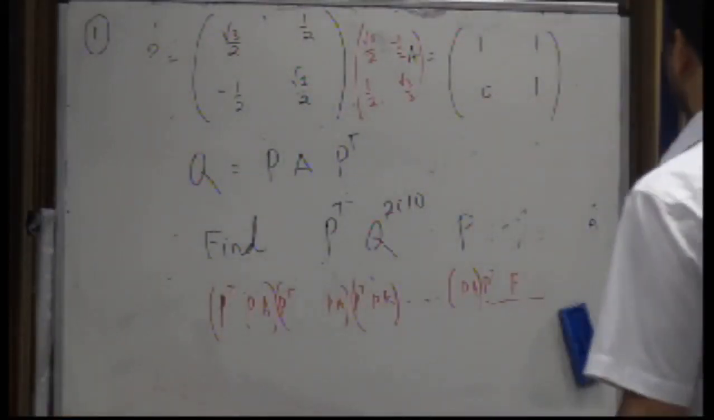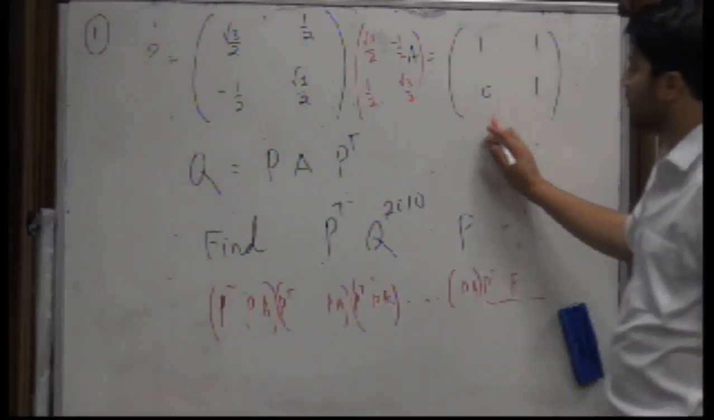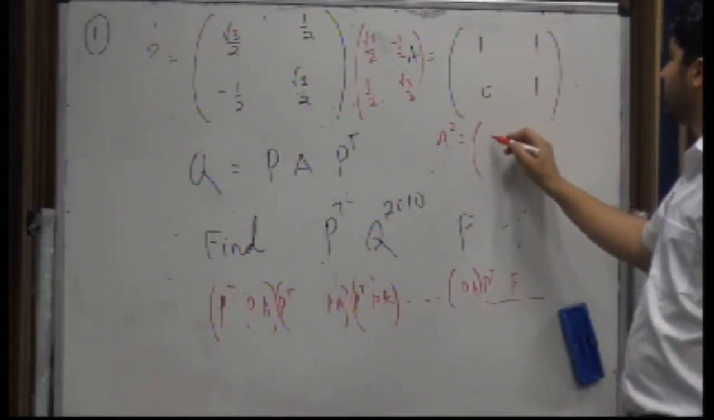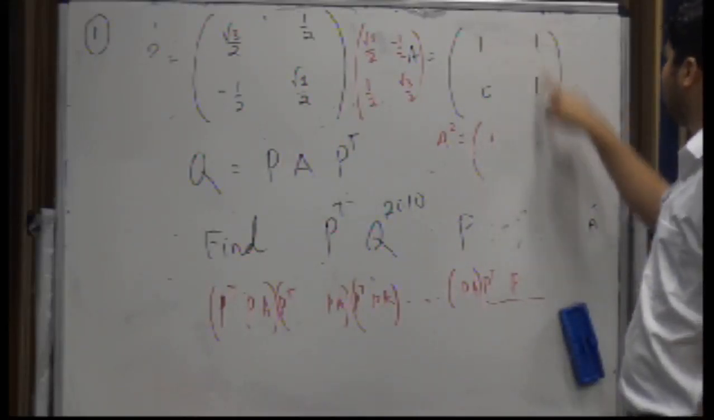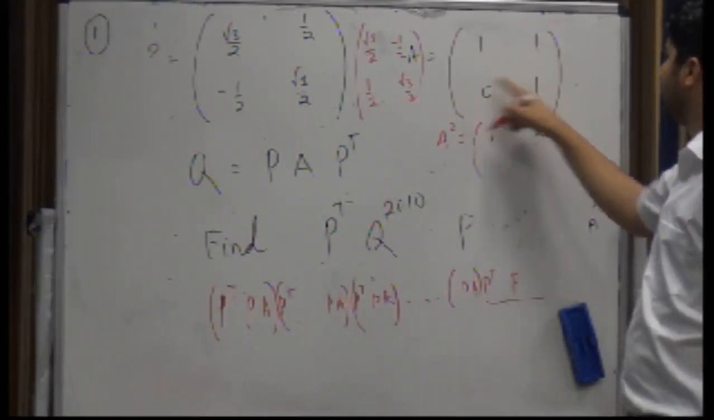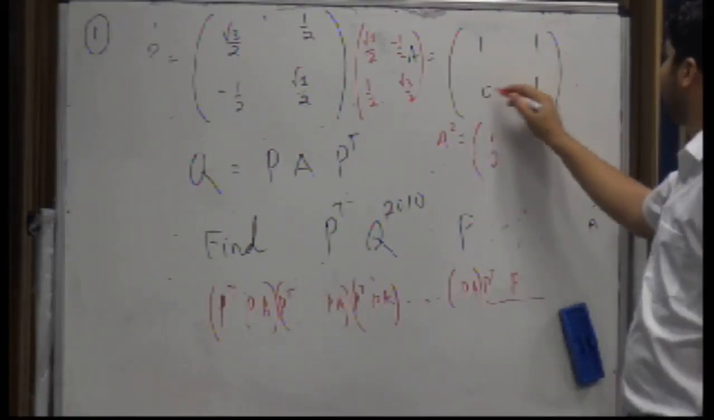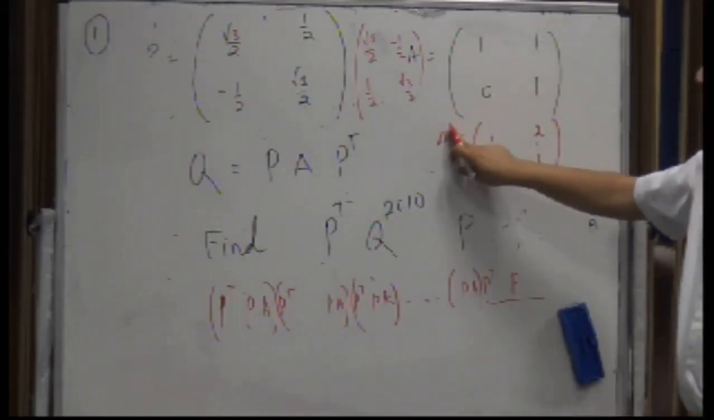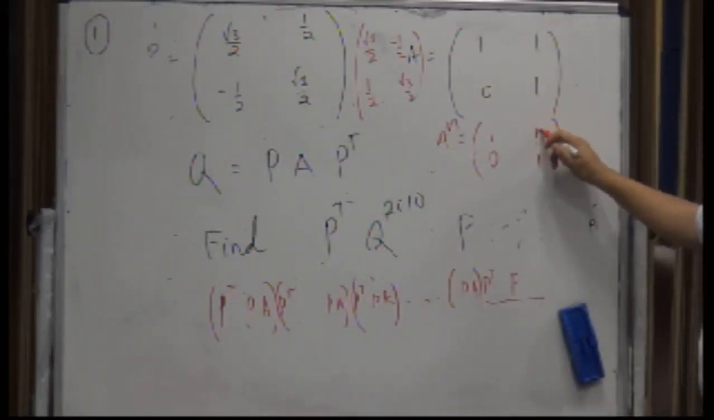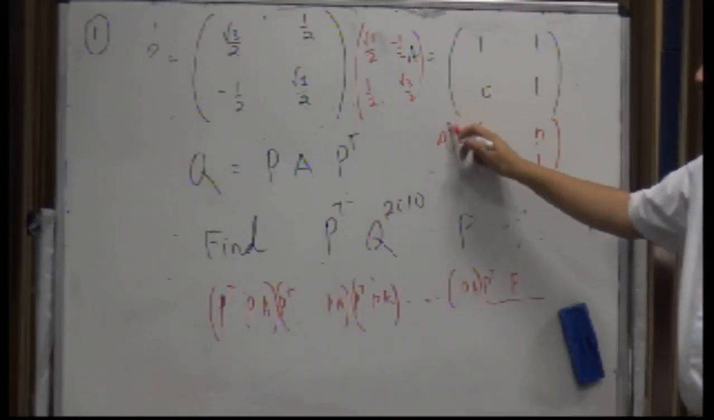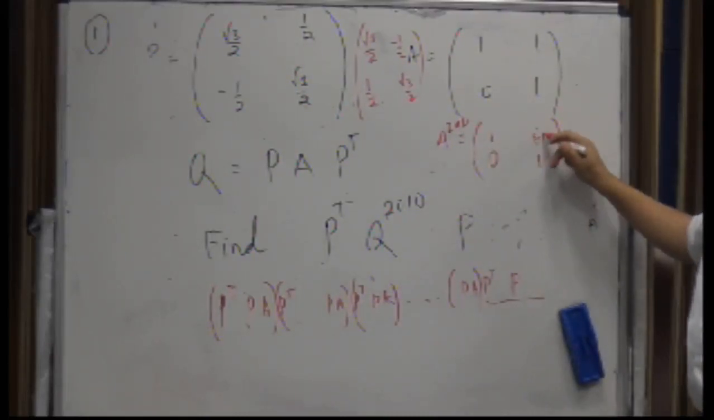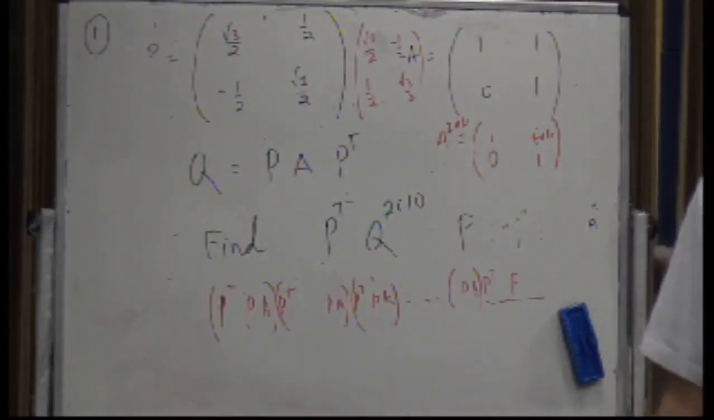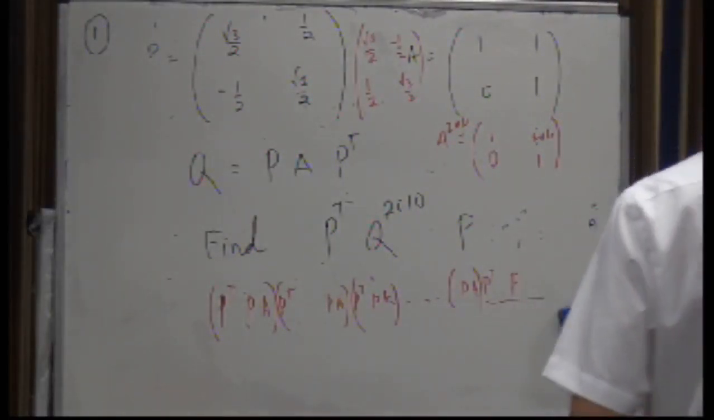And A is a very beautiful matrix. Why? If you see A square क्या हो जाएगा? This dot this is 1, this dot this is 2, this dot this is 0, and this dot this is 1, and the process will keep continuing. So A to the power n would be 1 and n, and 2010 would be 2010 0 1. Understood? Clear? इस तरीके से सोचेंगे. Okay, do one more question.